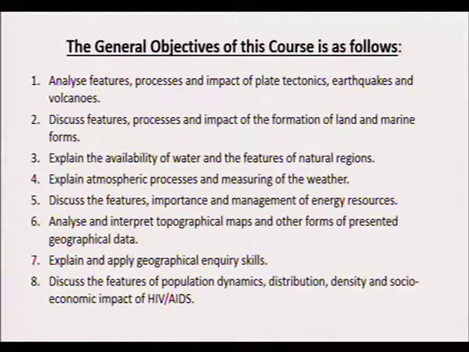One needs to know also, under looking at the plate tectonics, other types which are also fault mountains that are created because of the movement of plates. Let's look at the second objective. Discuss features, processes, and impacts of formation of land and marine forms.